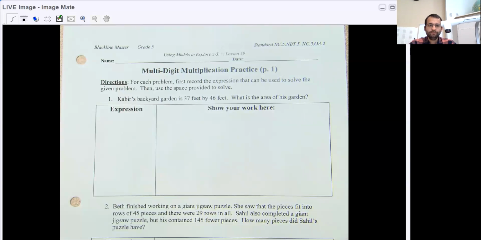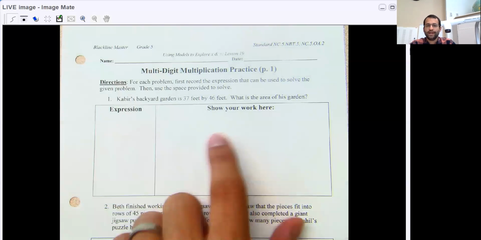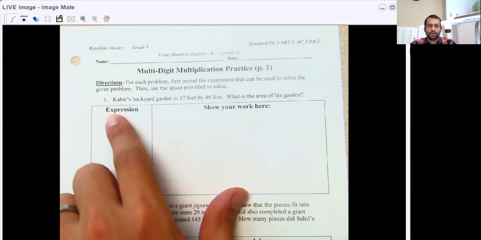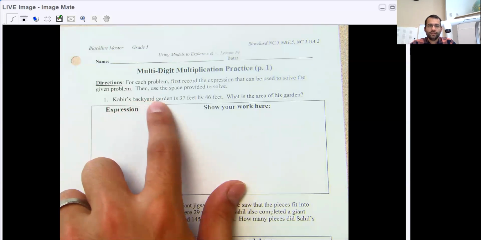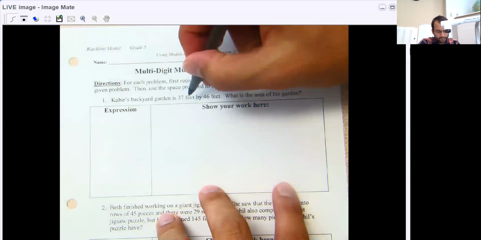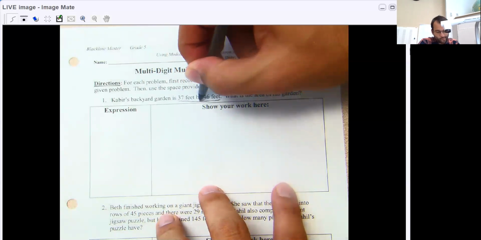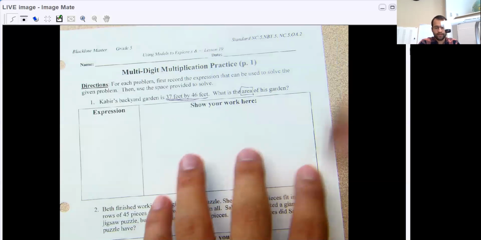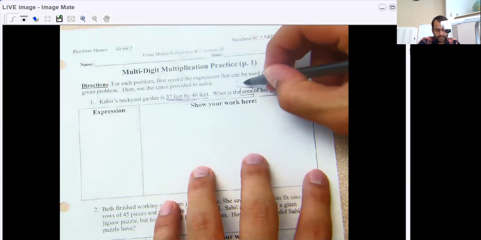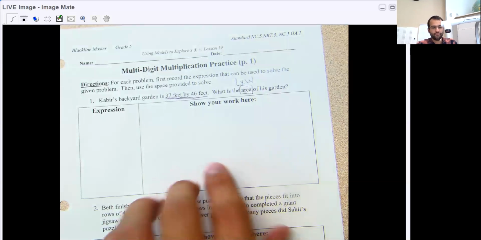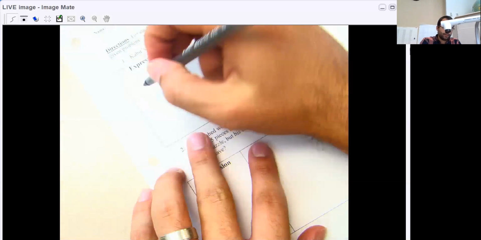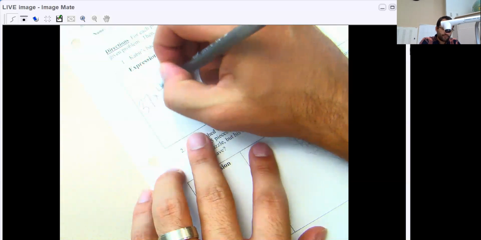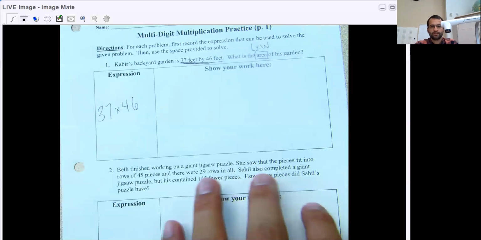It says, for each problem, first record the expression that can be used to solve the given problem, then use the space to solve. So you're going to write what you're going to be solving here and how to solve it here. So Kabir's backyard garden is 37 by 46 feet. What is the area of his garden? And I know area is length times width. So if I know my dimensions, my expression is going to be 37 times 46.